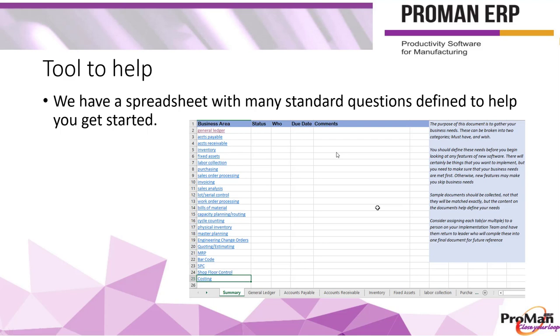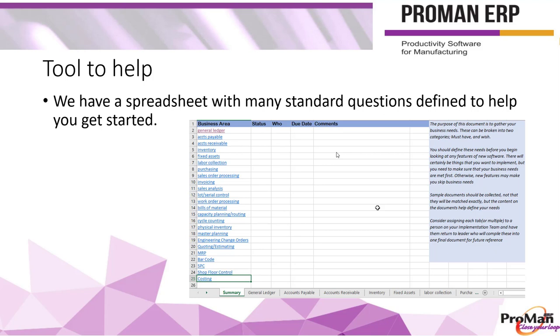So we've developed a tool to help you do this. And it's just a spreadsheet. It's on our website, www.PROMAN-erp, on the resource page. And we've generated a whole lot of generic questions. They're not every question in every business, but they are a lot of the generic questions to help us get started.